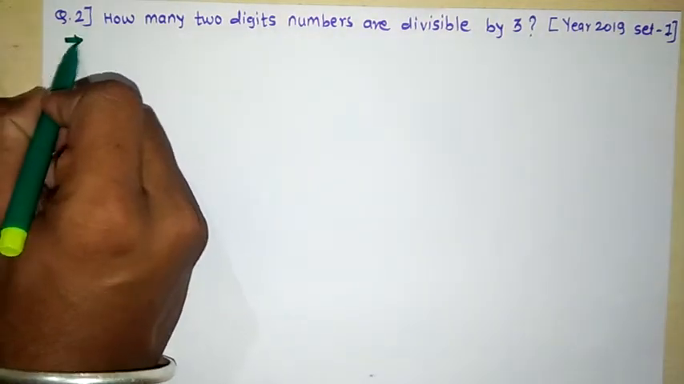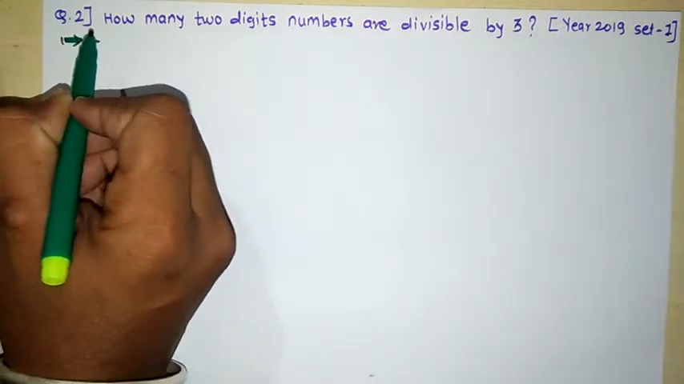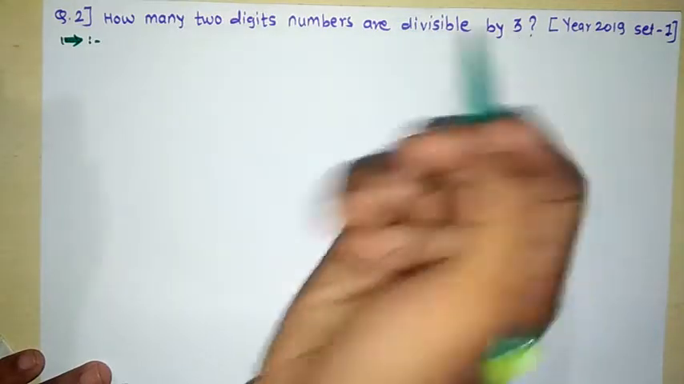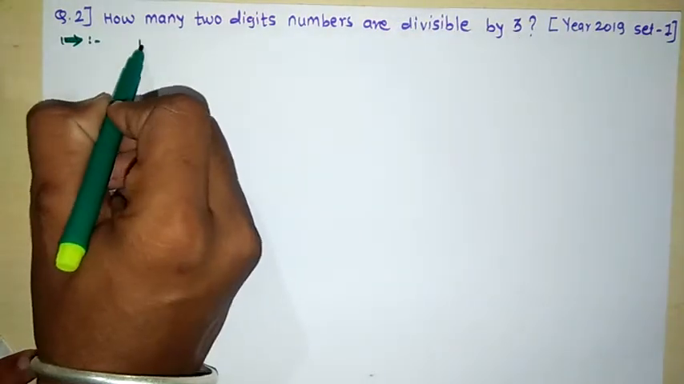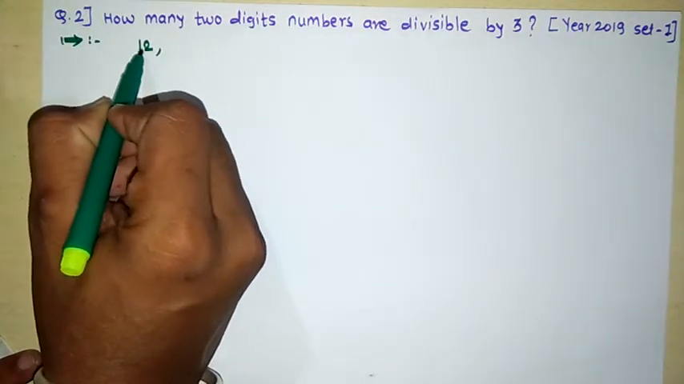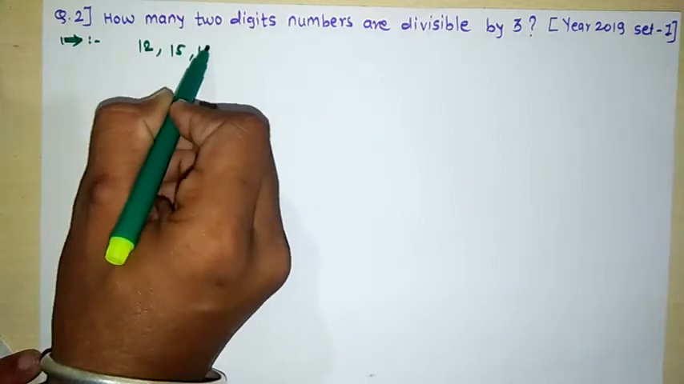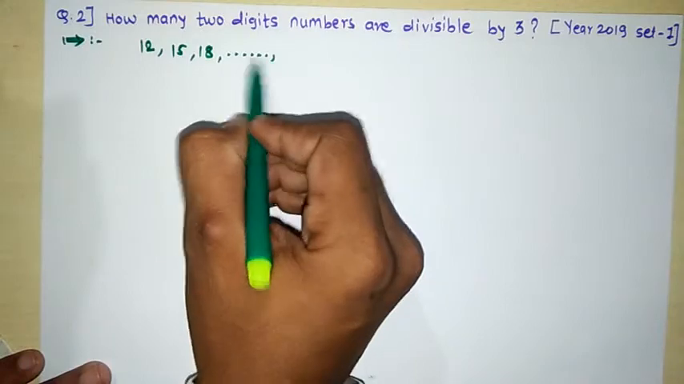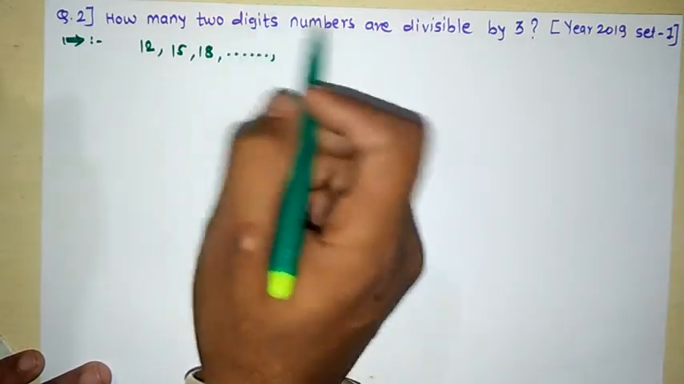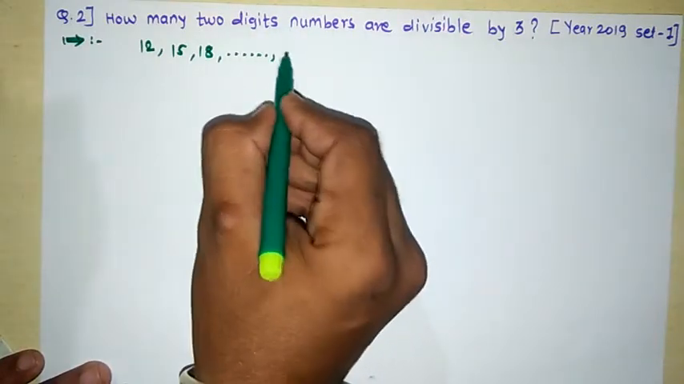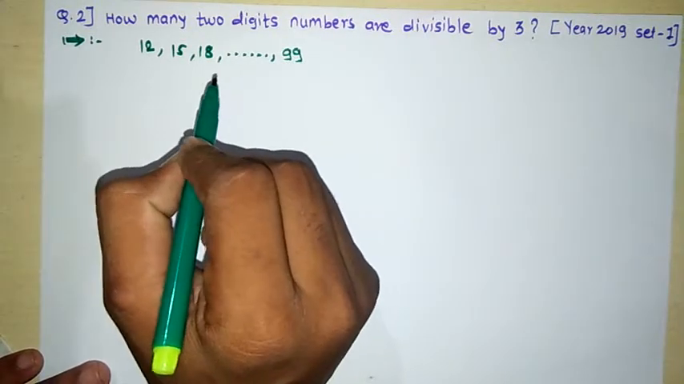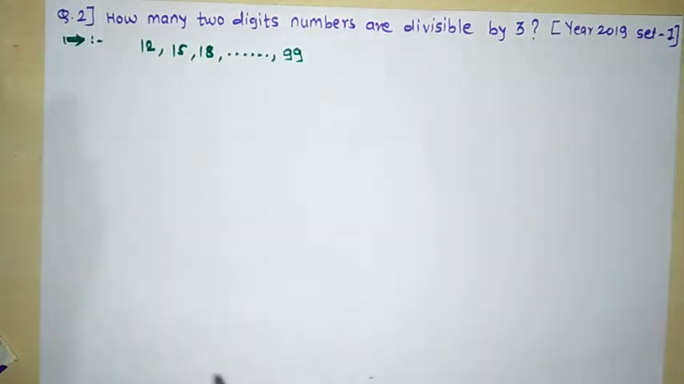See the solution. Now tell me, which is the smallest 2-digit number that is divisible by 3? The smallest 2-digit number is 12. Now after 12, 15 is there. Like this the series will continue. These are the list of numbers, and the last term will be, which is the largest 2-digit number that is divisible by 3? That is 99. Largest 2-digit number is 99. Therefore now we have to find how many 2-digit numbers.